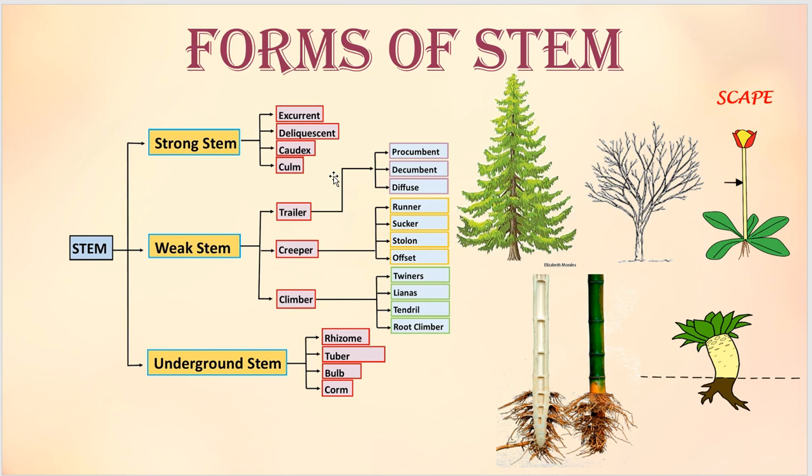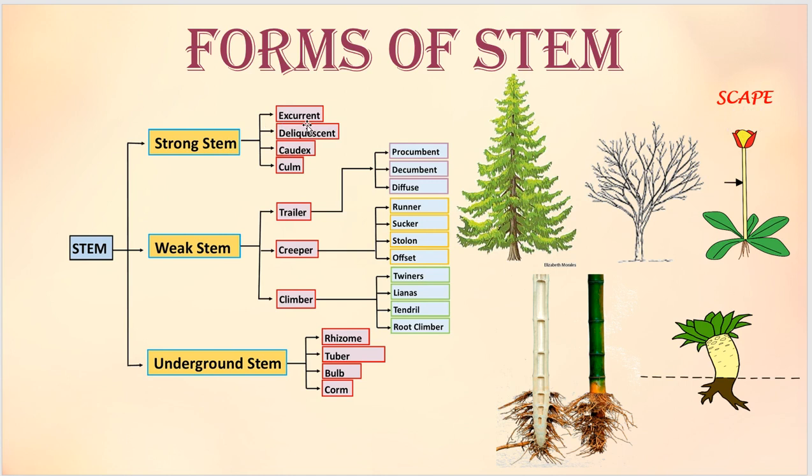Okay, so this stem can be categorized into strong stemmed ones, weak stemmed ones, or underground stemmed ones. In strong stemmed ones, we are categorizing under 5 types. 4 are given here and 1 is scape. That is what is given here.